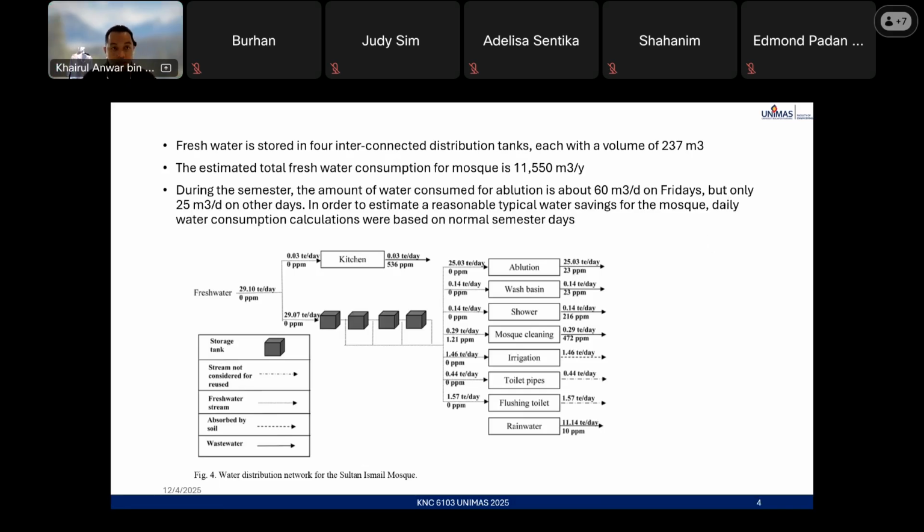The fresh water is stored in 4 interconnected distribution tanks, each with a volume of 237 liters.